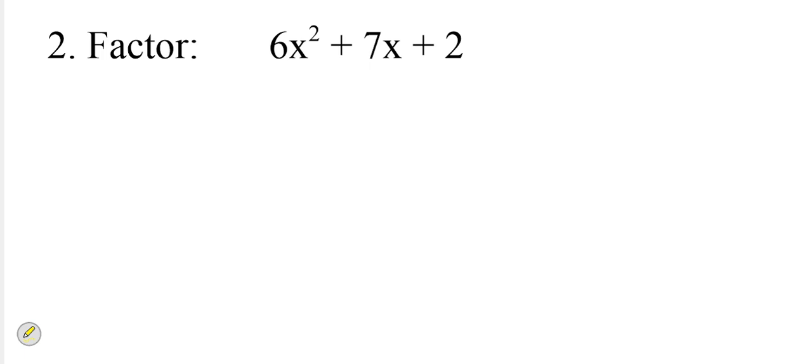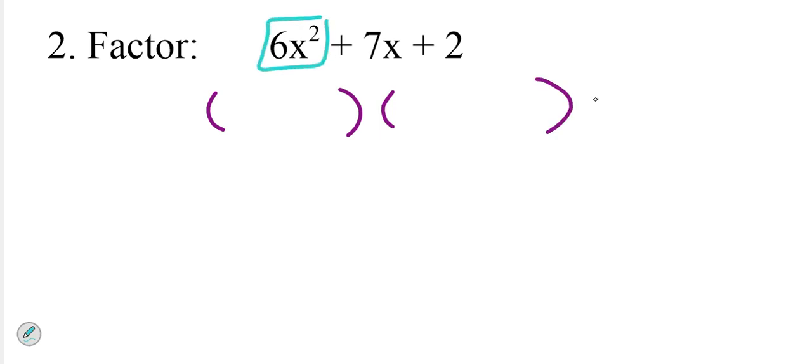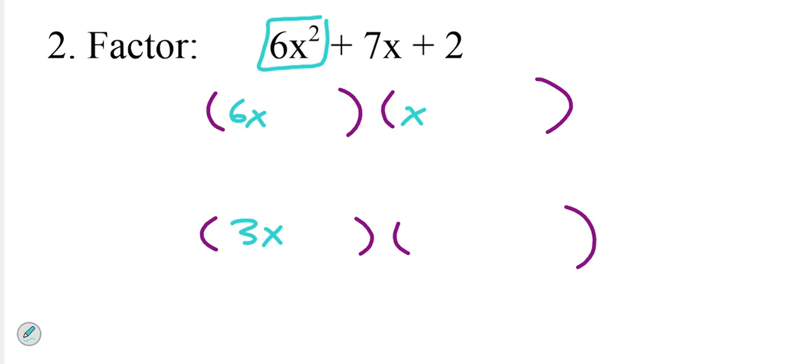And once again, we notice we have a trinomial, and whenever we factor a trinomial, we can go ahead and set up our parentheses, right? Okay, we're going to focus first on this one right here, 6x squared. I have two choices. I could do a 6x and an x, or I can do a 3x and a 2x. Both of them give me that 6x squared when I multiply.